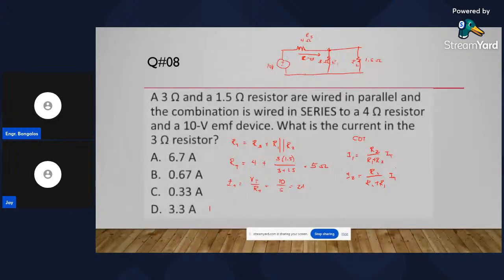So, hanapin natin yung I1. I1 is equal to 1.5 ohms over 1.5 plus 3 times 2. So, equal siya kay 0.67 ampere.